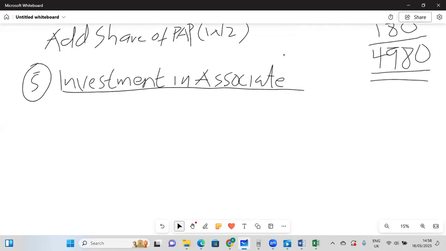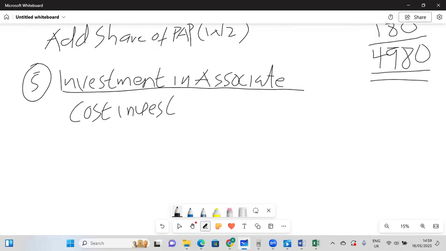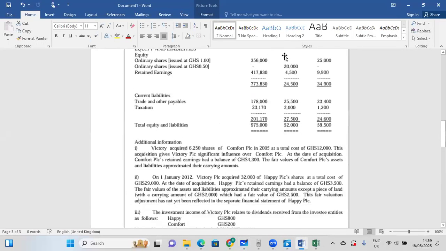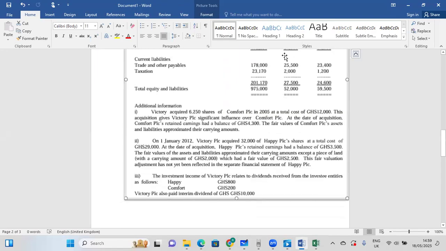Which is also just like the NCI share now. So what we are going to do is bring the cost of investment. And then their cost of investment was, we bought it for 12,000. Right, it was 12,000. So we bring it here.